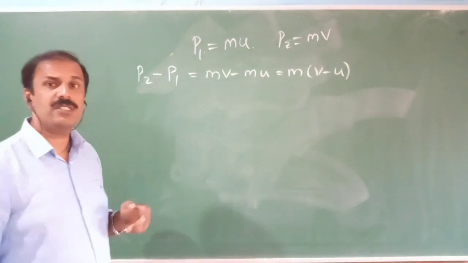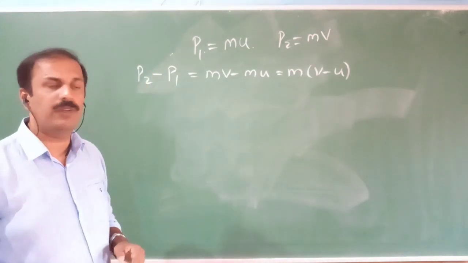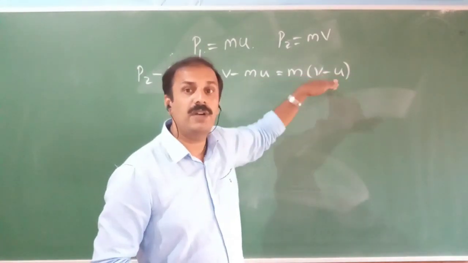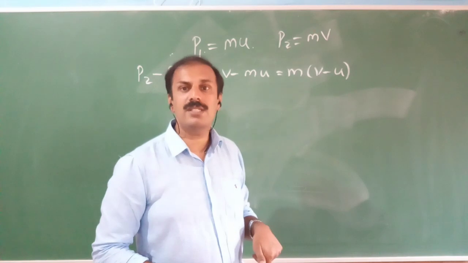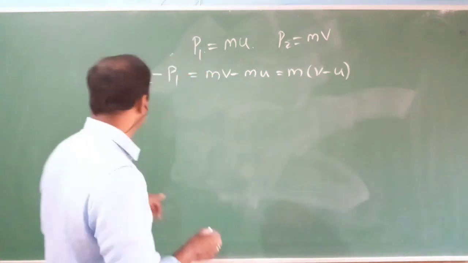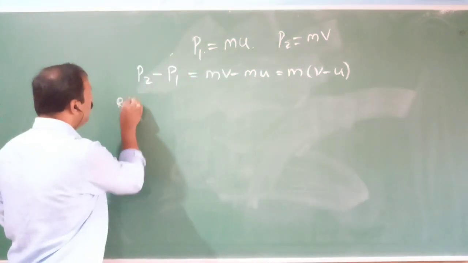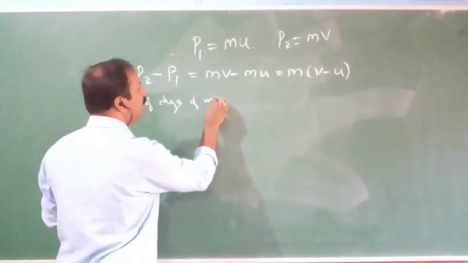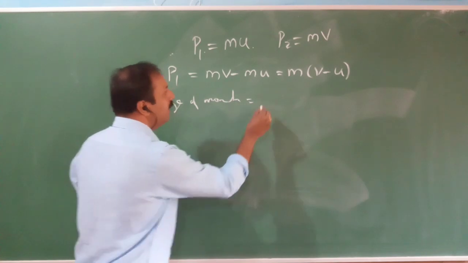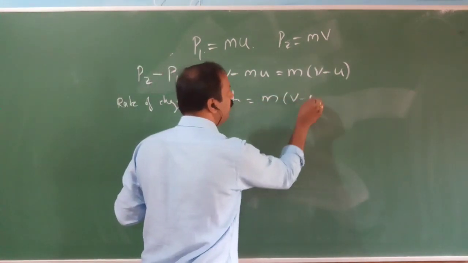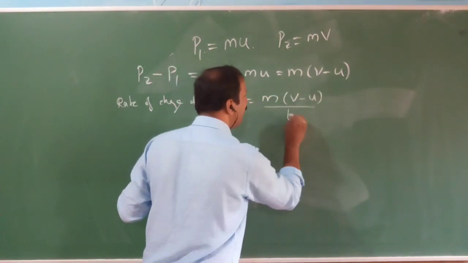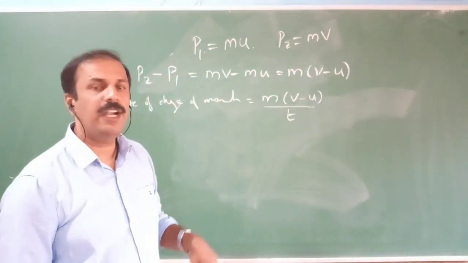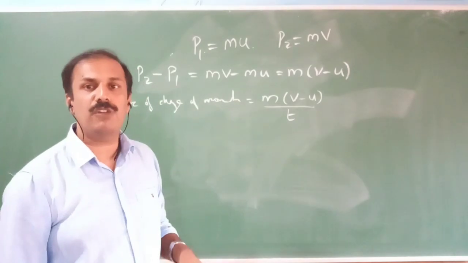Now the next point is rate of change of momentum. What does rate of change of momentum mean? We have change in momentum divided by time, and that is called rate of change of momentum. So I am writing, rate of change of momentum is given by m into (v minus u) divided by t. This is the rate of change of momentum.